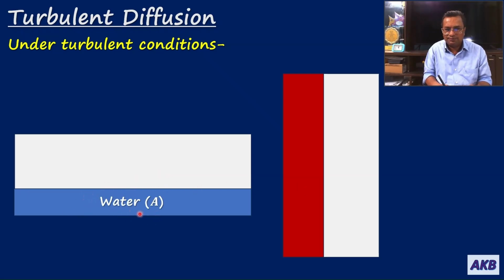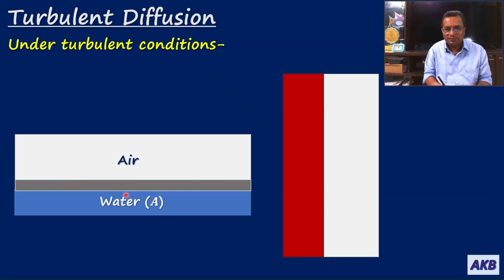So this is water. Let it be A. So when air comes in contact with this water, what is going to happen? Water will evaporate into the air. And once water vapor enters the air, it will be diffusing through it. And air is under turbulent conditions, so there will be turbulent diffusion.